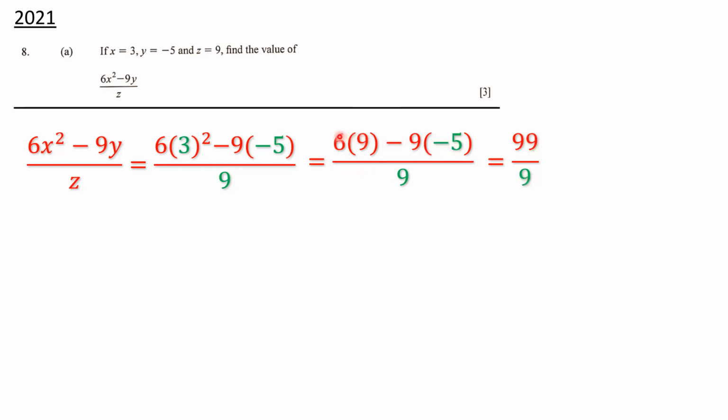So again, 6 times 9 minus 9 times -5 is going to be equal to 99. And if we do 99 divided by 9, well, 99 divided by 9 is just 11. And so the answer is 11.